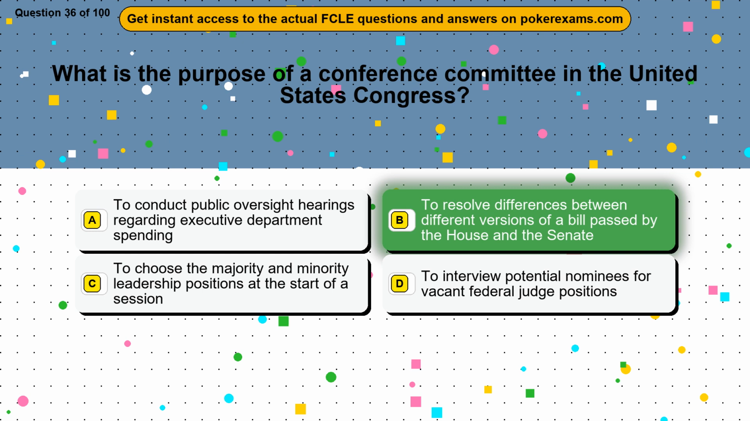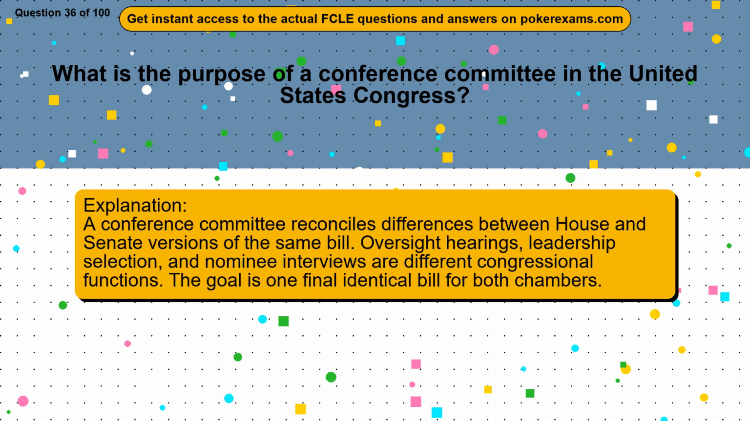To resolve differences between different versions of a bill passed by the House and the Senate. A conference committee reconciles differences between House and Senate versions of the same bill. Oversight hearings, leadership selection, and nominee interviews are different congressional functions. The goal is one final identical bill for both chambers.